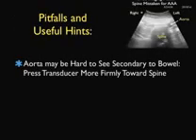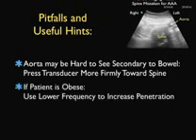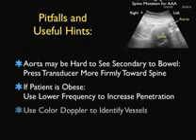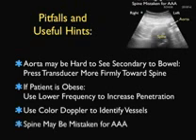Let's close out this module by talking about some pitfalls and useful hints for imaging of the aorta on bedside sonography. The abdominal aorta may at times be difficult to see, secondary to bowel gas, so press the transducer firmly down towards the spine to displace the bowel gas and get a good look at that aorta on top of the spine. If the patient is obese, switch to a lower frequency to increase penetration and get a better look at deeper structures within the abdomen, such as the aorta. You can also use color Doppler to better identify vessels to make sure that you're looking at the aorta as opposed to another structure in the abdomen.